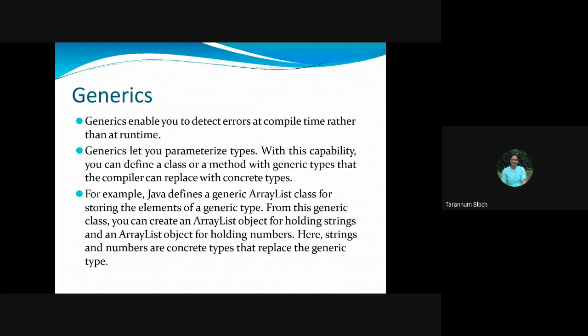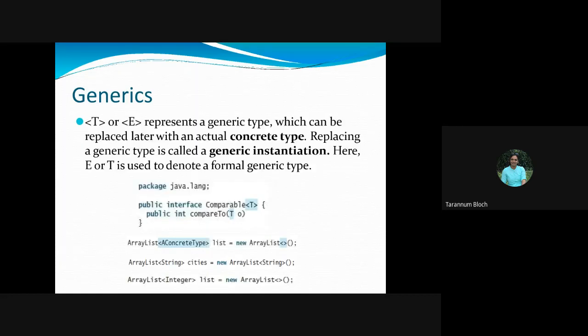And as Dhruv said, generic enables us to detect the compile time error rather than at the runtime, and we can just go with the generic ArrayList class, and we can define in a general way a particular type of the structure being used. Fine.